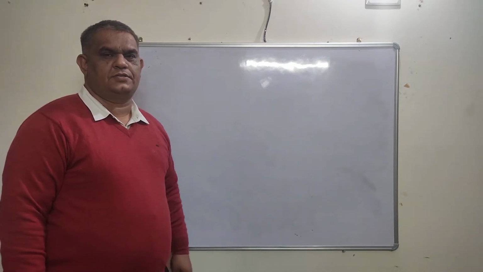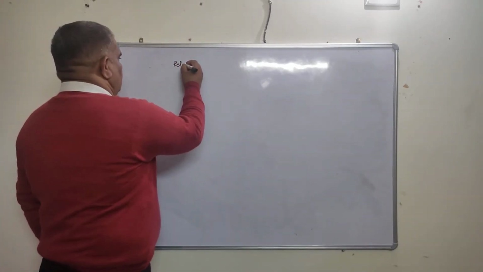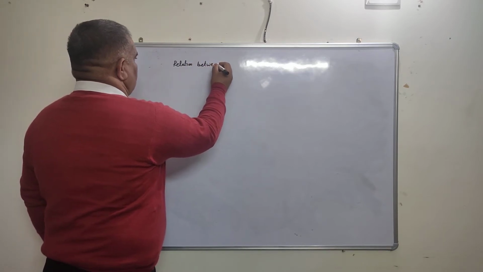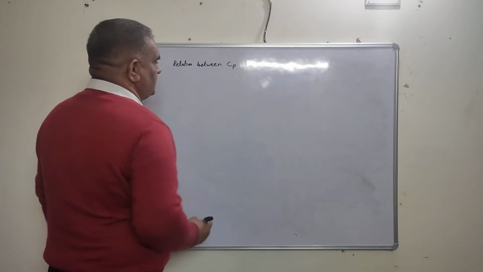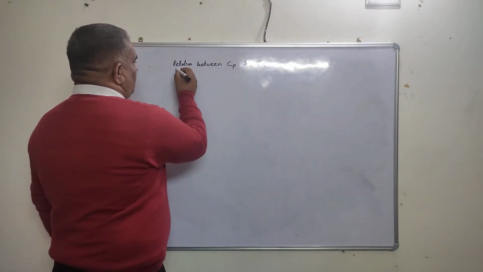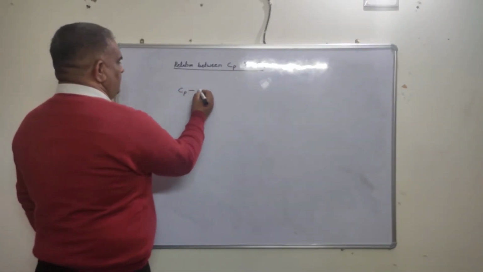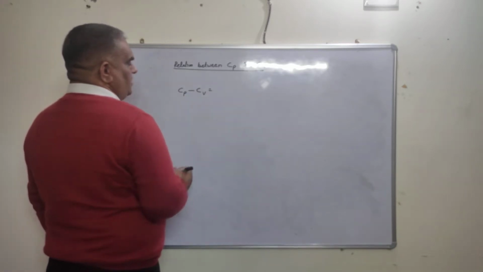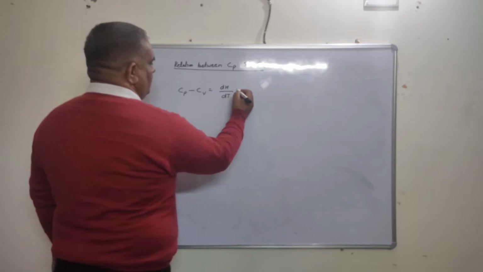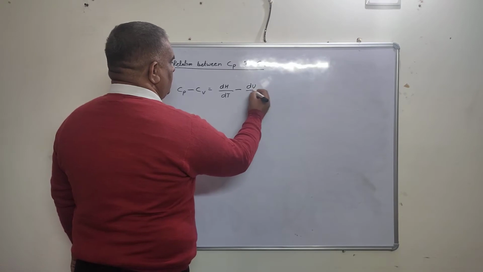Today's topic is the relationship between Cp and Cv. Cp means heat capacity at constant pressure and Cv is heat capacity at constant volume. Cp minus Cv equals dH by dT minus dU by dT, where Cp is dH by dT and Cv, the heat capacity at constant volume, is dU by dT.